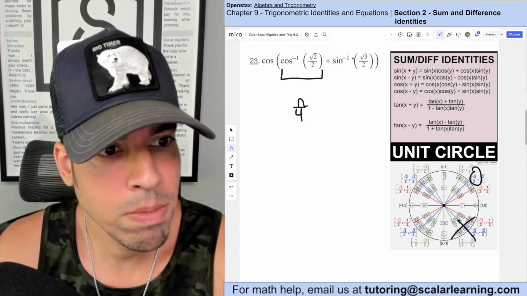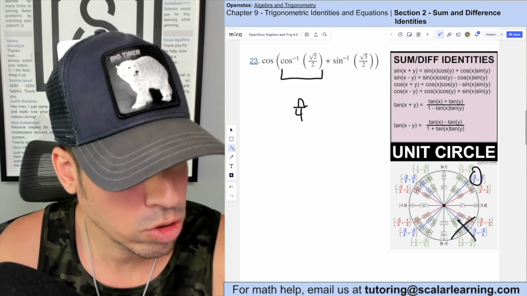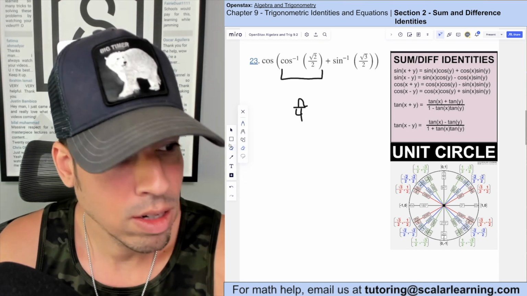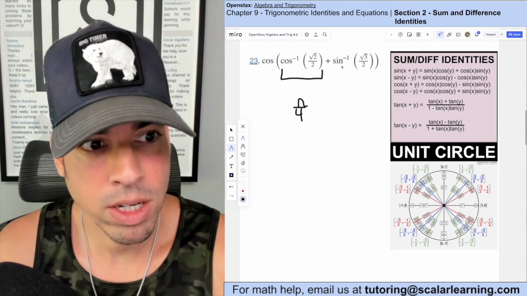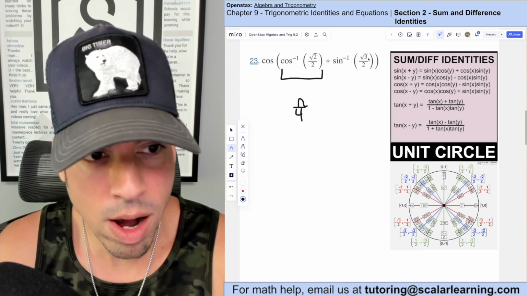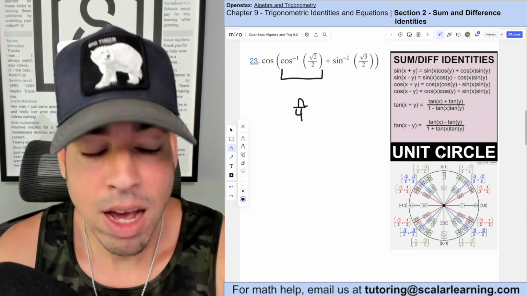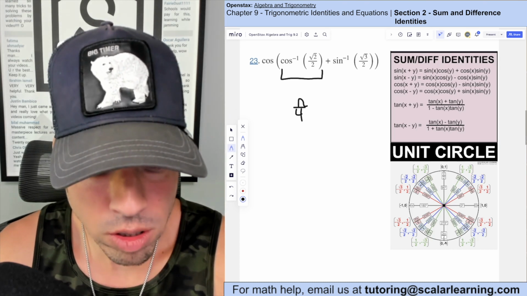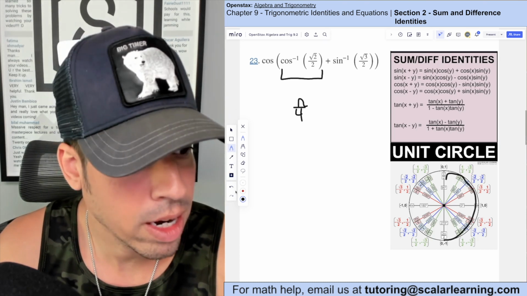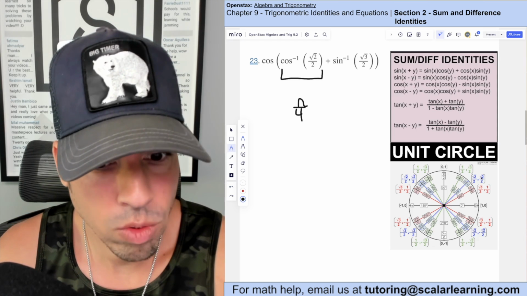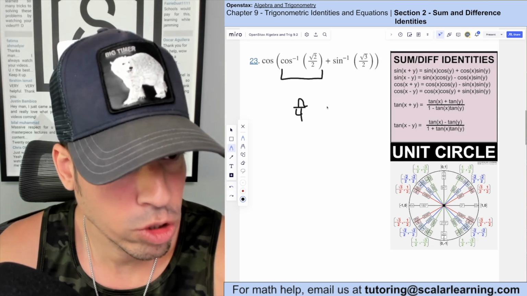And then what about arc sine of rad 3 over 2? So for that one, sine relates to the y value. So we need to say, hey, where does the y value equal rad 3 over 2? I see it right here. Now, I also see it right here, but that's outside of the range of arc sine, because arc sine is negative pi halves to pi halves, okay? So it's going to be this angle, which is pi thirds.